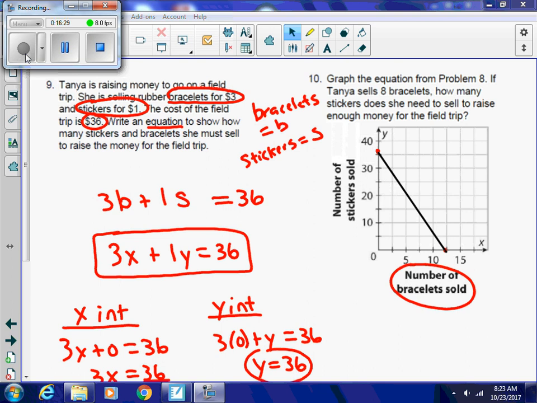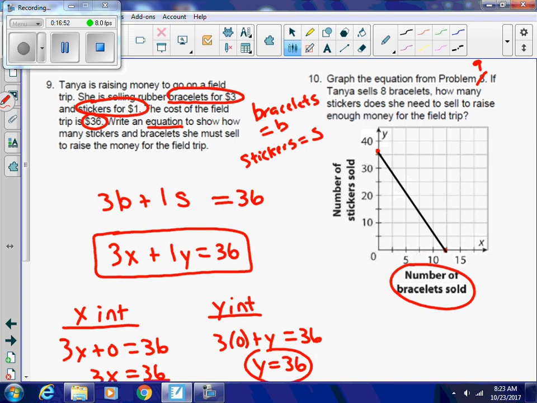Number 10 also asked us, besides graphing the problem from number 9, I'm not sure why it's number 8, let's change that to number 9. If Tanya sells 8 bracelets, how many stickers does she need to sell to raise enough money for the field trip? Now, some people like to read a graph, but I like to do it algebraically.